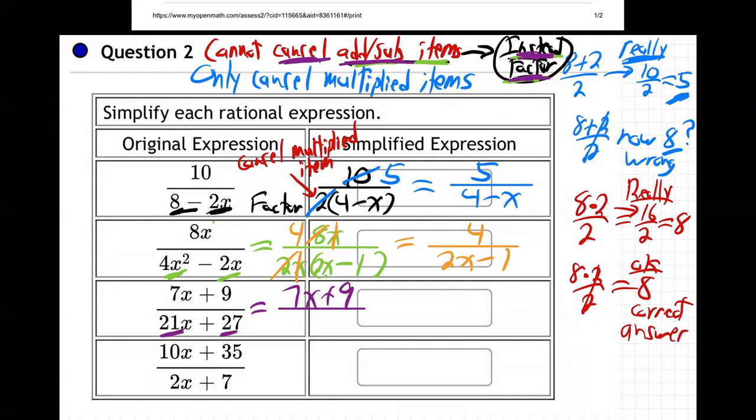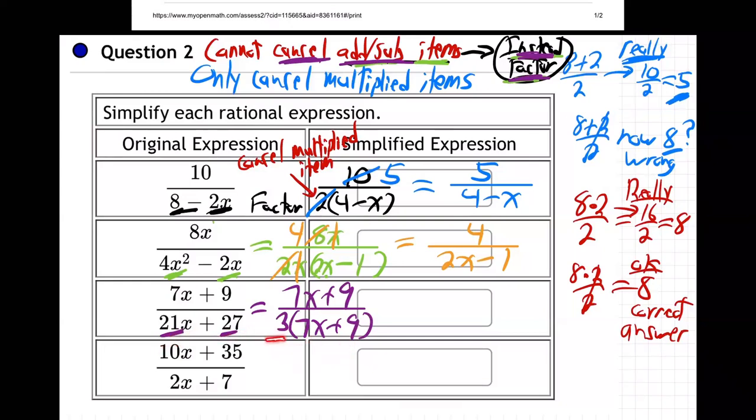What about down below, 21 and 27? Well, they have 3 in common. 3 goes into both those numbers. Take it out. And then what does that leave? 3 times 7x and 3 times 9. No surprise, it matches the top. See that? So 3 times 7x will go back to 21x, and 3 times 9 will go back to 27. Won't it? So I factored, and now, why do I care about that?